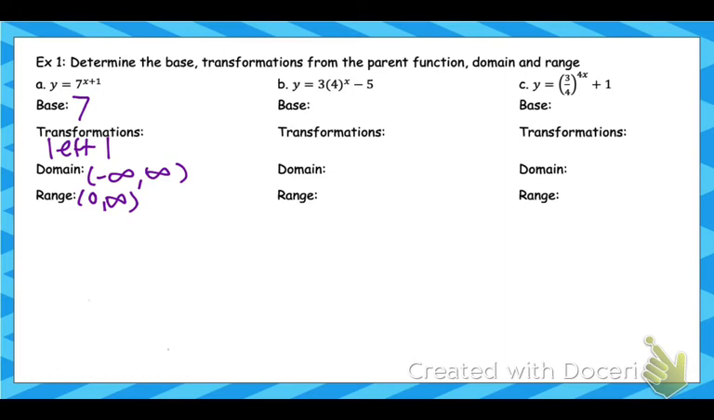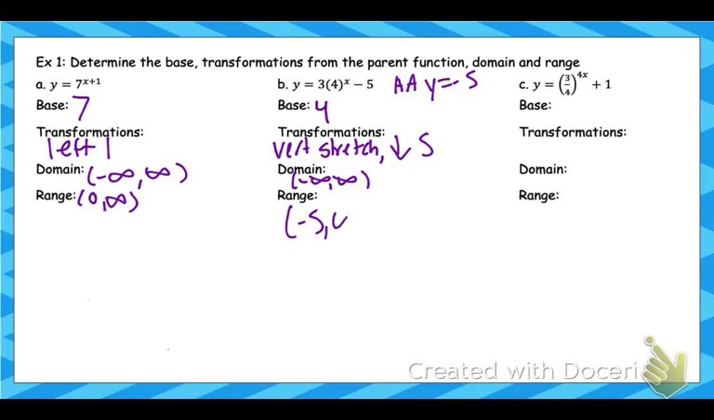So the base here would be 4. Okay, the 3 is actually a vertical stretch. And then the minus 5 is a shift down. Domain, again, negative infinity to infinity. Because it's shifted down 5, though, that means that the horizontal asymptote is now at y equals negative 5. That means that the range is going to be from negative 5 to infinity.